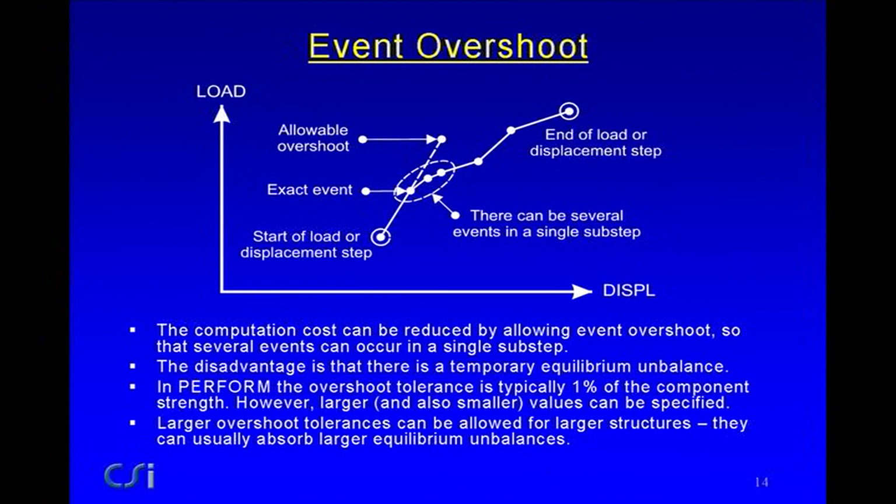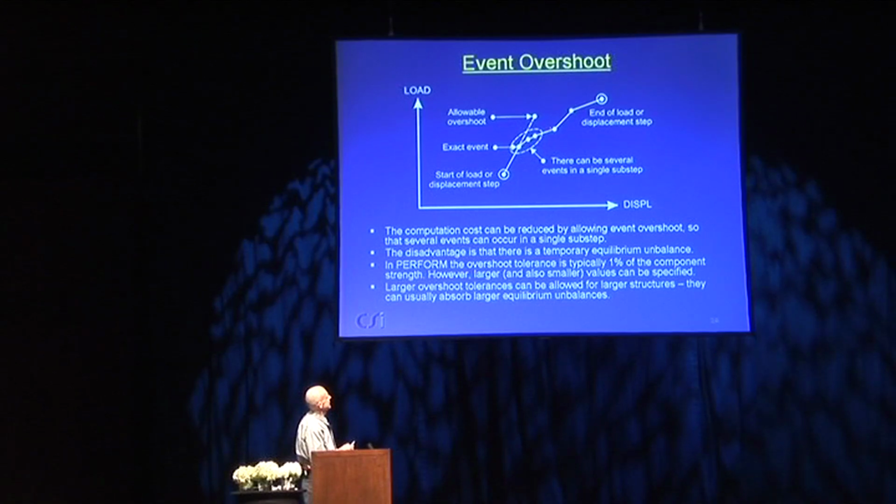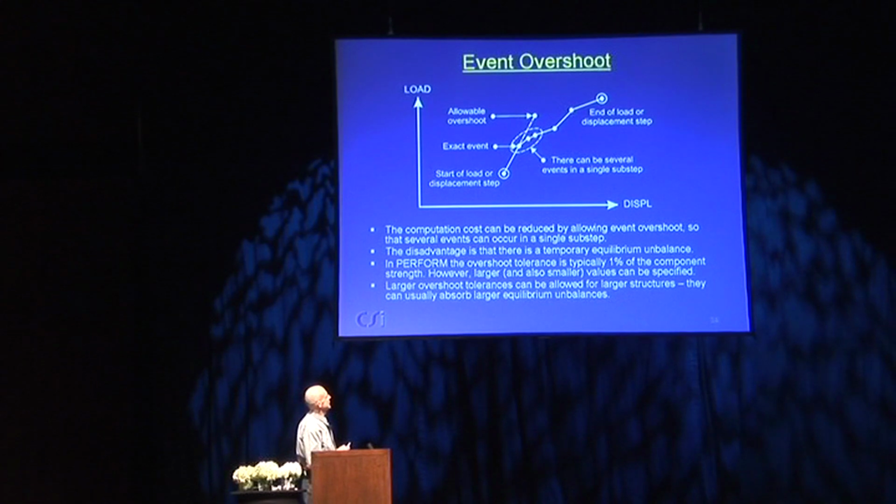Another thing which is done is event overshoot. I'm not going to spend much time on this because it is a little bit complicated, but if we had a load displacement curve that looked like this one here, then we have an event, an event, an event, an event, an event. So there are several events along this. And if we went exactly to the event, we'd go from here to here, reform the stiffness, here to here, reform the stiffness, here to here, et cetera. And there'd be several stiffness reformulations.